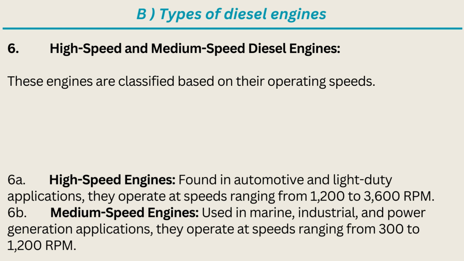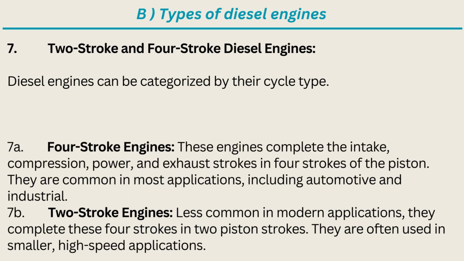6. High-speed and medium-speed diesel engines. These engines are classified based on their operating speeds. 6A. High-speed engines, found in automotive and light-duty applications, operate at speeds ranging from 1,200 to 3,600 RPM. 6B. Medium-speed engines, used in marine, industrial, and power generation applications, operate at speeds ranging from 300 to 1,200 RPM.